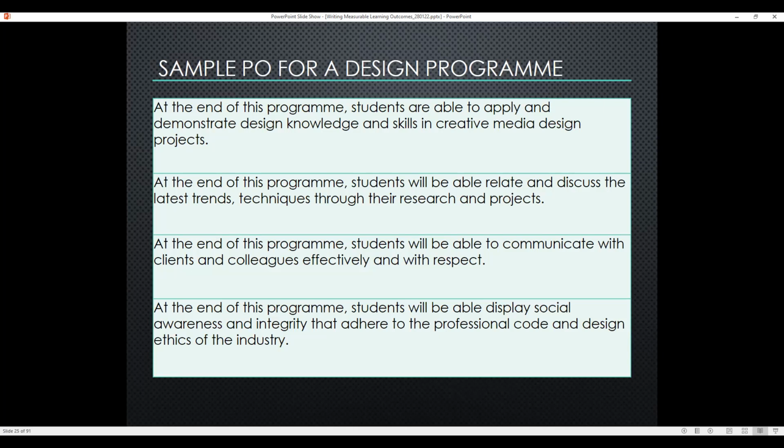At the end of this program, students will be able to relate and discuss the latest trends and techniques through their research and projects. Students will be able to communicate with clients and colleagues effectively and with respect. Students will be able to display social awareness and integrity that adhere to the professional code and design ethics of the industry. If you compare the PLO to the PEO just now, you can see that this is a little bit more narrow, right, compared to the PEO.